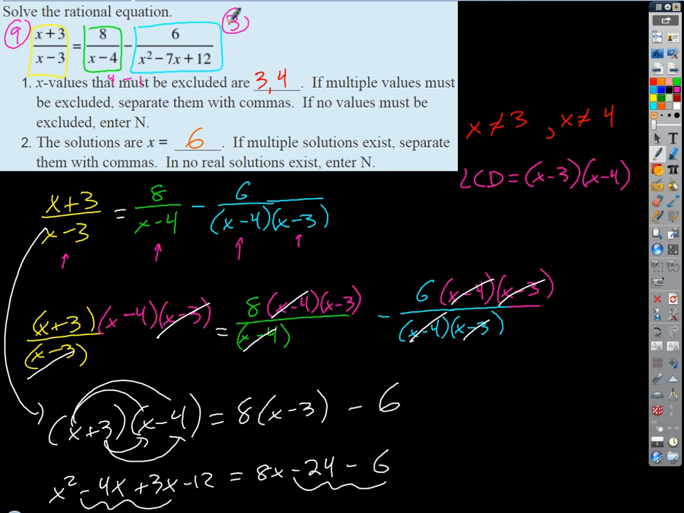I think I made an error. We don't get 9 on the left side, we get 3. If I plug in 6, I get 9 over 3 is 3. And so sure enough, we get 3 on the left and 3 on the right. So it does check out.